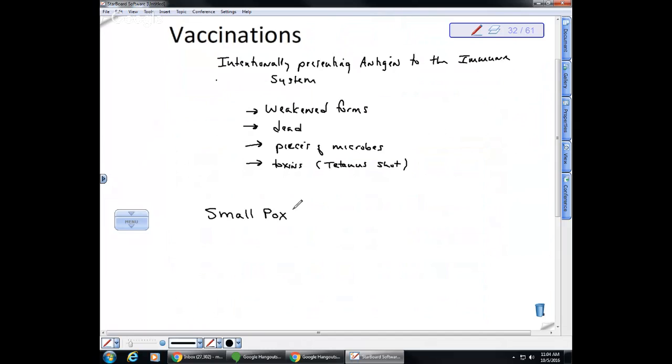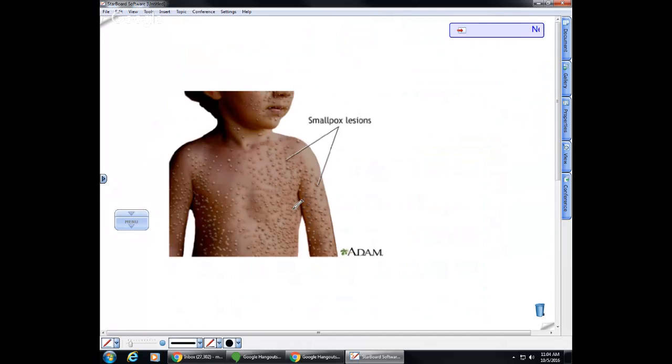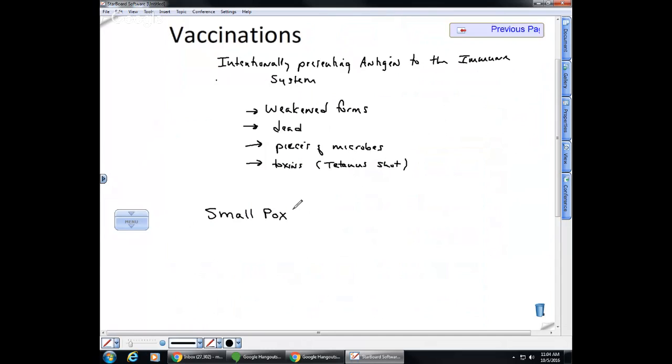So smallpox causes these lesions all over the body. And I don't know if this is a real picture. It doesn't look like a real picture, but it causes lesions. And so people that survive are sometimes really scarred because of the presence of these lesions. So what they used to vaccinate is what is called cowpox.